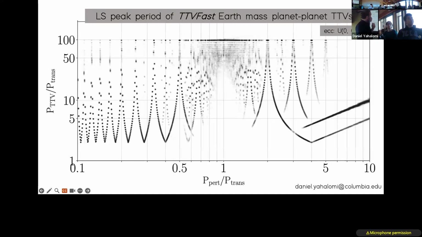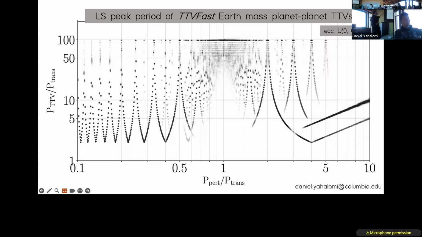What we've done here is we took TTVFast and we simulated a set of two planet systems, all with two Earth mass planets. We say one planet is transiting, and then we vary the period of the other planet from 1/10 the orbital period of that planet to 10 times the orbital period of that planet. And then we fit a Lomb-Scargle to find the peak TTV period of the simulated transit data set.